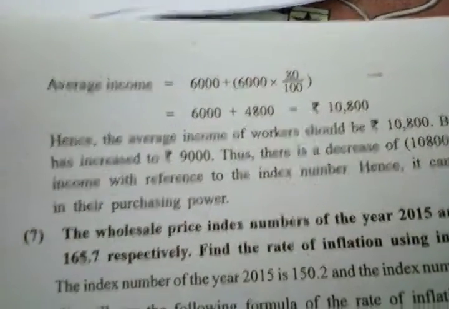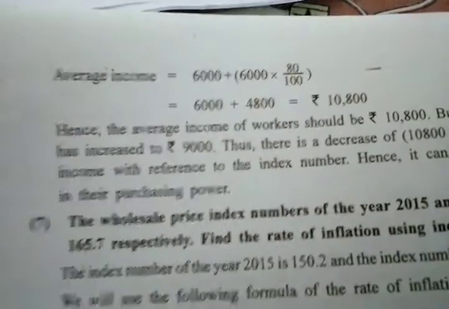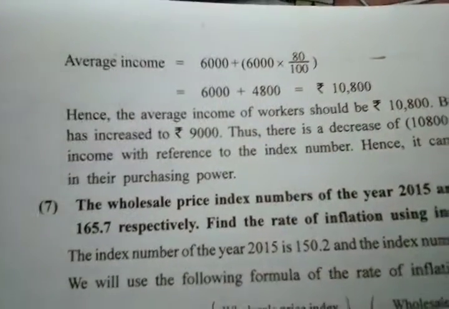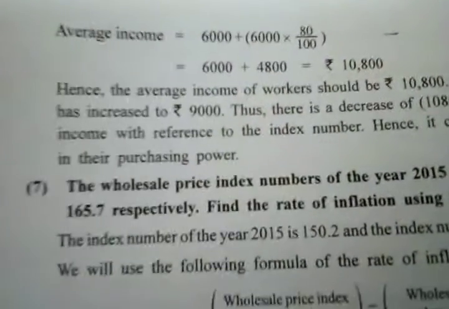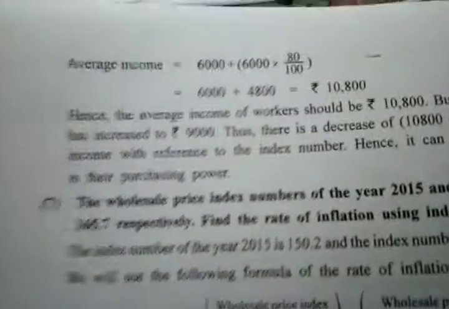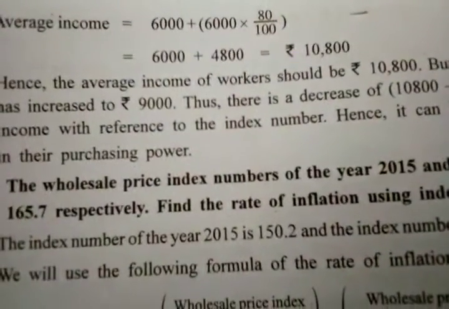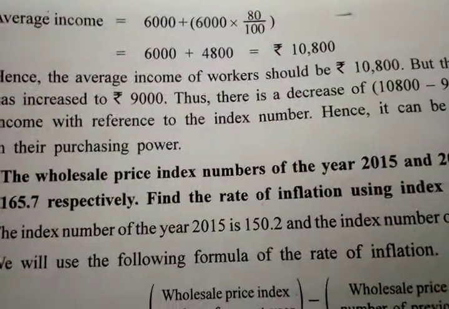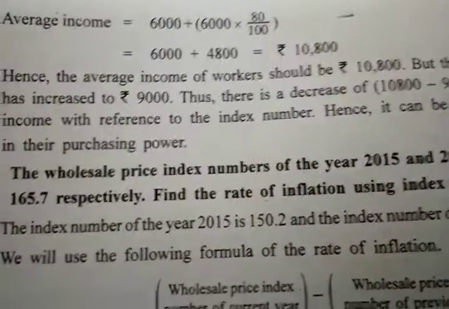180 is the new cost of living index number of the current year, which was 100 earlier. So 80 rupees, 80 is the difference. So that 80% should be there in the income also. So 6,000 plus 4,800, 10,800 rupees is the income required.